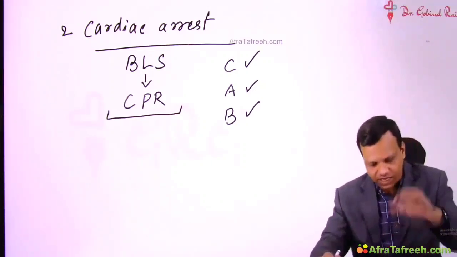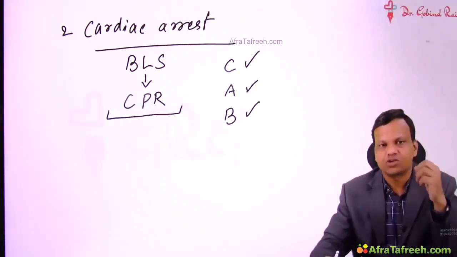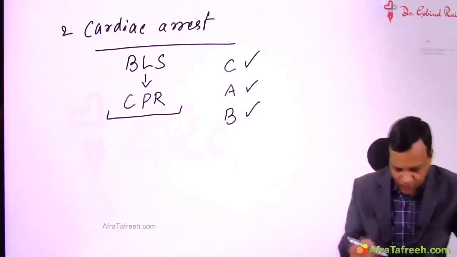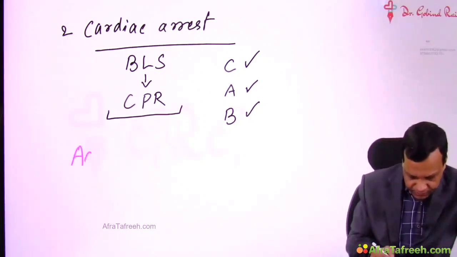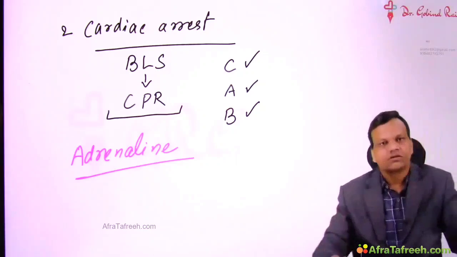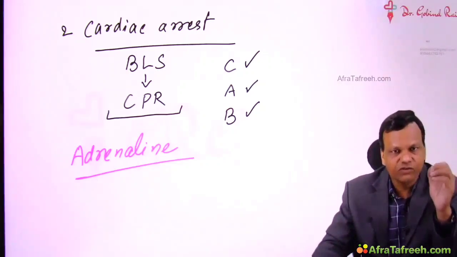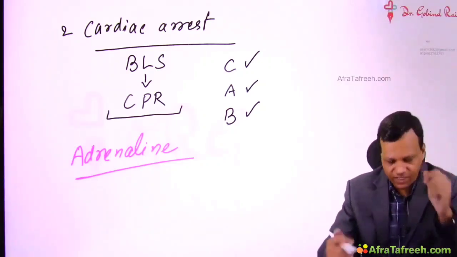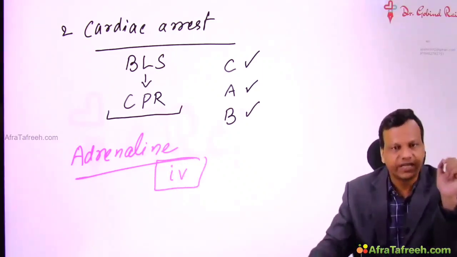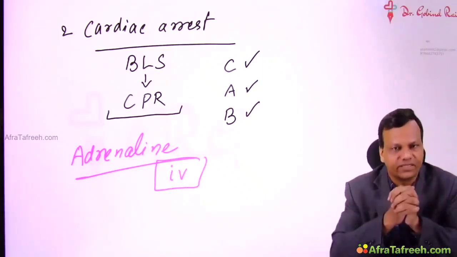Okay? So we have started doing CPR, but the person is not responding. So then we try giving the drugs. And the drug which we use is adrenaline. By which route adrenaline is given for CPR? It is given intravenously. Adrenaline is given intravenously for cardiopulmonary resuscitation.